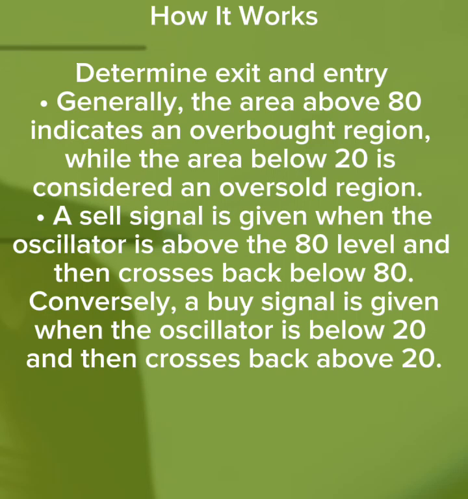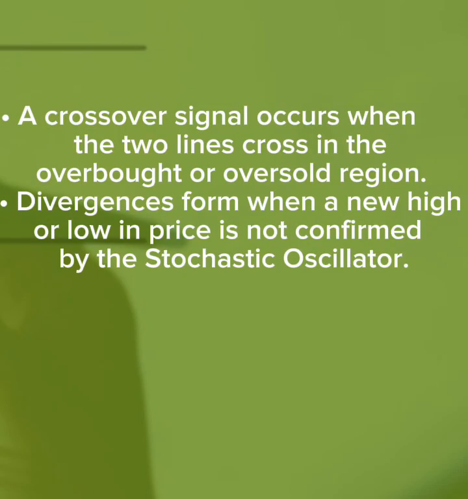Generally, the area above 80 indicates an overbought region, while the area below 20 is considered an oversold region. A sell signal is given when the oscillator is above the 80 level and then crosses back below 80. Conversely, a buy signal is given when the oscillator is below 20 and then crosses back above 20. A crossover signal occurs when the two lines cross in the overbought or oversold region. Divergences form when a new high or low in price is not confirmed by the stochastic oscillator.